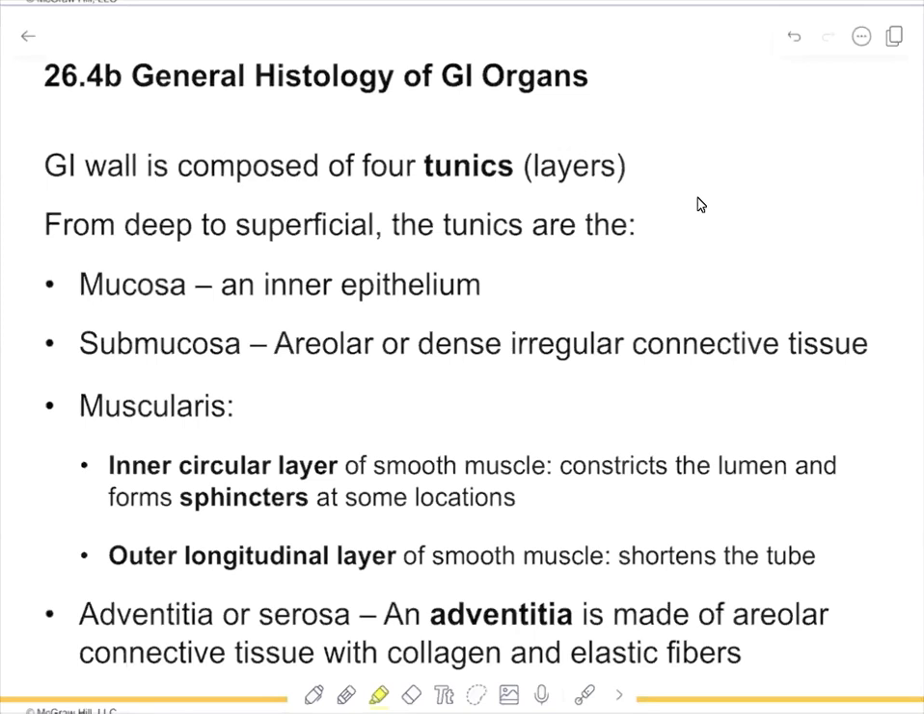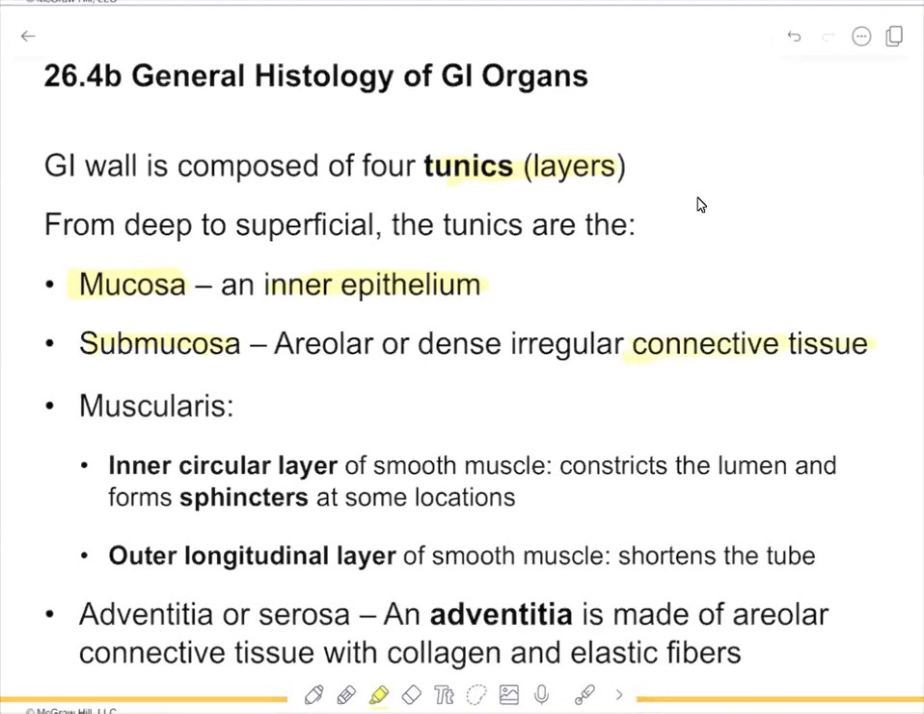Gastrointestinal organs are going to be composed of four layers, which are also called tunics. So from deep to superficial, the tunics are the mucosa, which is the inner lining epithelium that comes in contact with the foodstuffs. Submucosa would be the next layer, which is a type of connective tissue. It's usually areolar or dense, irregular connective tissue.